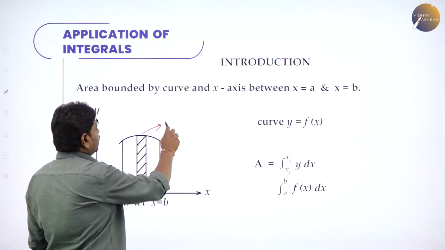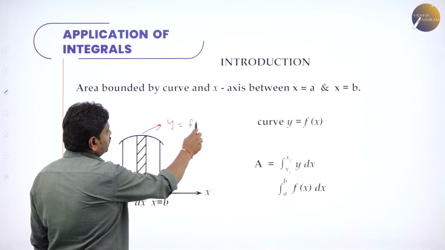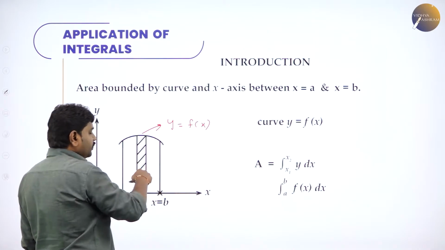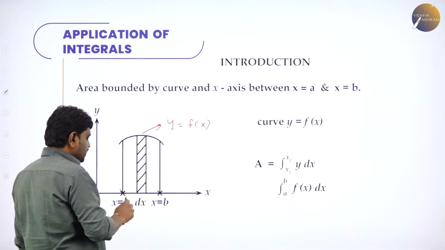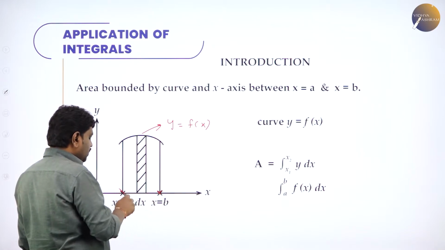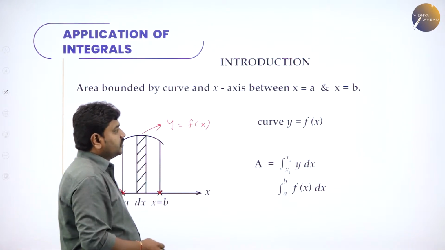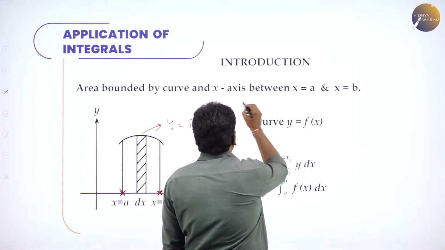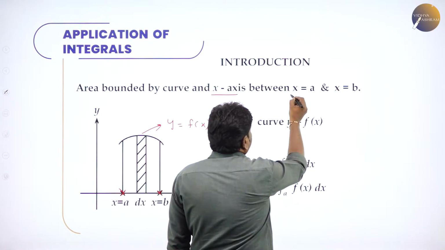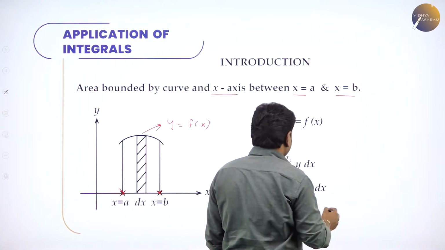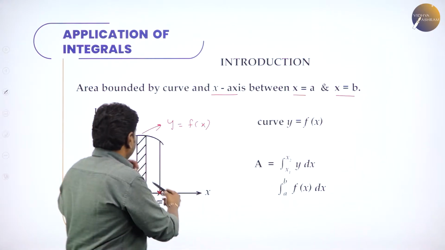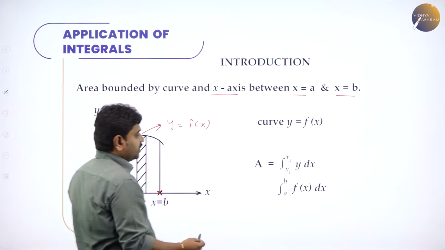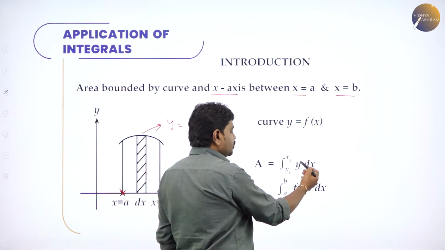Suppose this is the curve called y is equal to f of x. Under this curve, between x is equal to a and x is equal to b, if you want to find area, we use a symbol called integration of area bounded by x-axis and the lines x is equal to a and x is equal to b. So, area under the curve and x-axis is simple. Integration of x1 to x2 y dx.